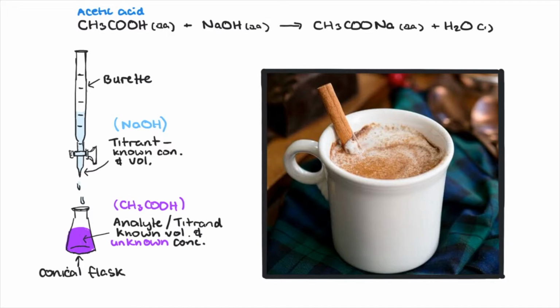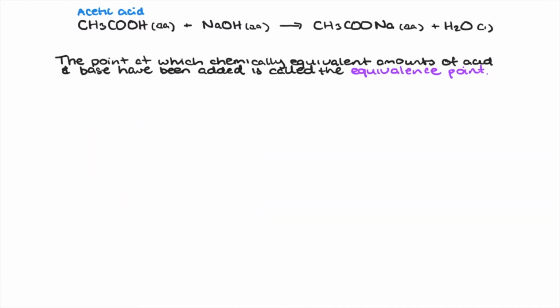calculated using stoichiometric calculations. The point at which chemically equivalent amounts of acid and base have been added is called the equivalence point. This is when the ratio of moles of acid and base that have been added is the same as the mole ratio in the balanced equation. So in the titration of sodium hydroxide solution with vinegar solution, the equivalence point occurs when the number of moles of sodium hydroxide added equals the number of moles of acetic acid that was present in the vinegar.